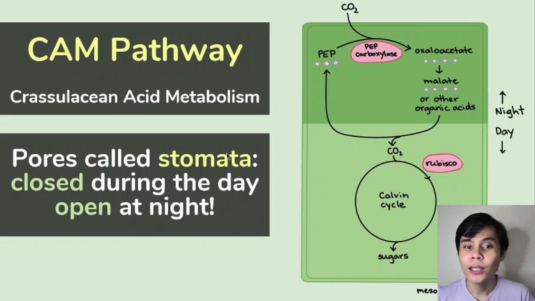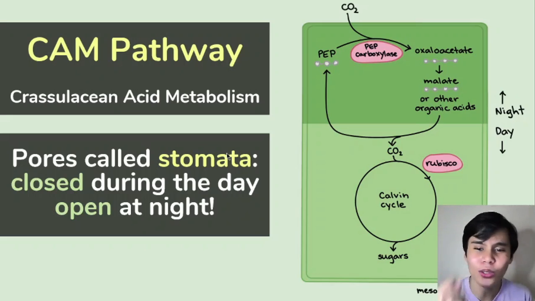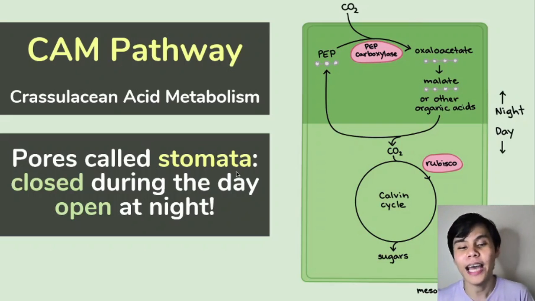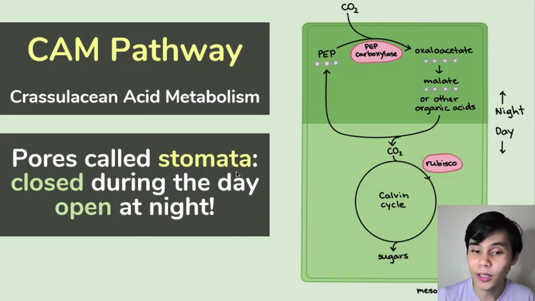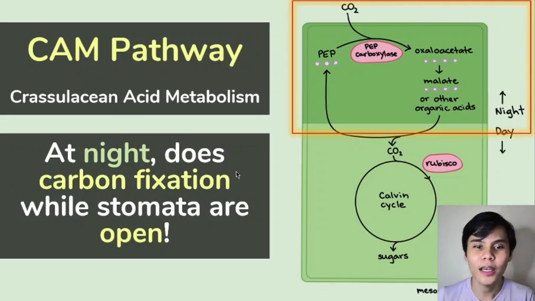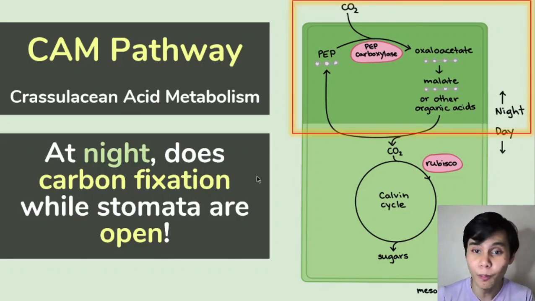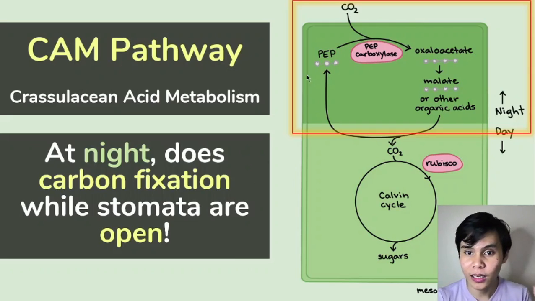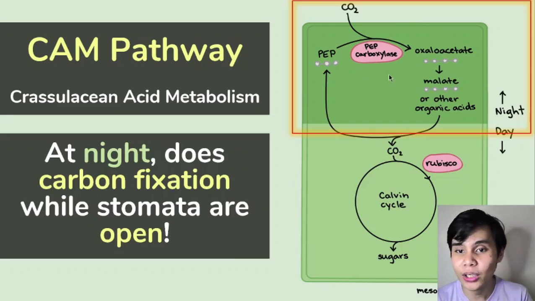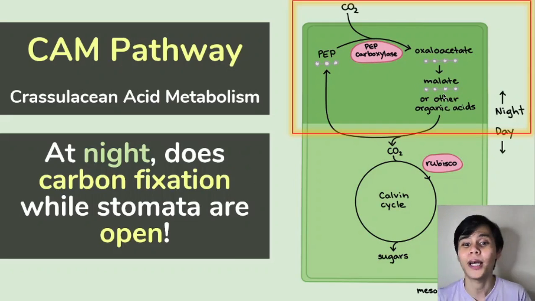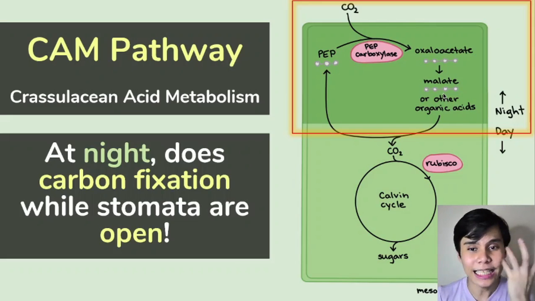During the day, the pores called stomata are closed so that the plant doesn't release water. But they open at night so that they can exchange gases with the atmosphere without losing as much water. Smart plant. So at night, it does carbon fixation while the stomata are open. They're open so they can exchange with the atmosphere for carbon dioxide, and it functions similar to the C4 pathway. It makes a 4-carbon compound. All right, so that's at night.